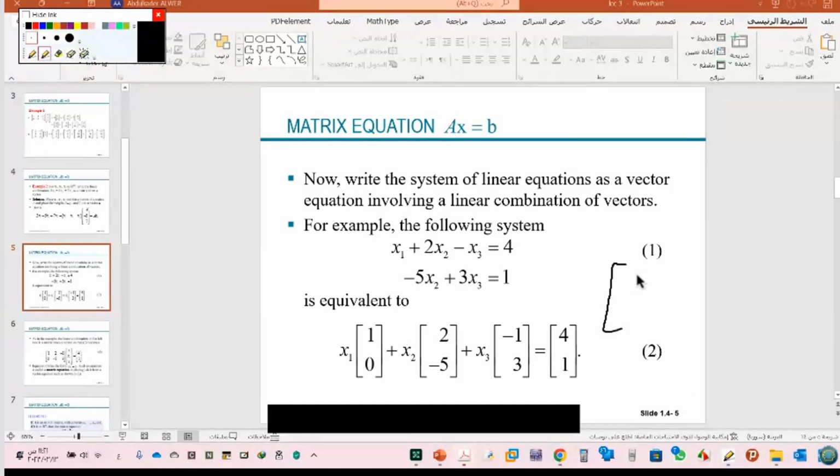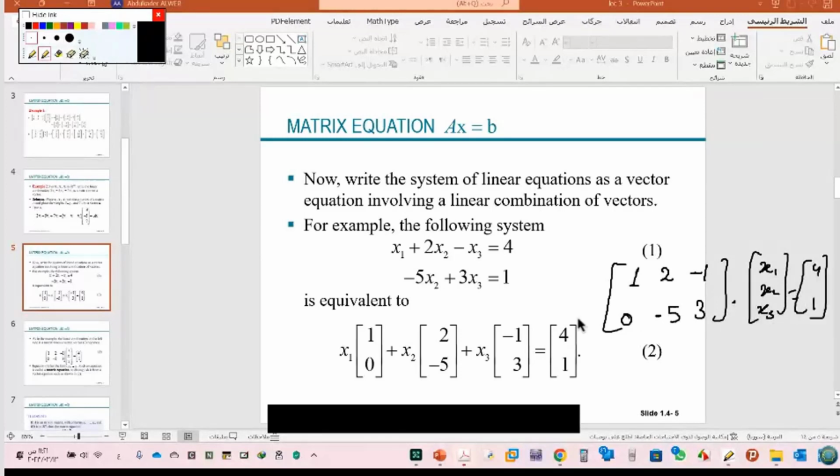We have it like this: 1, 2, minus 1, 0, minus 5, 3, multiplied by x1, x2, x3, equal 4, 1. Now this is the matrix form.